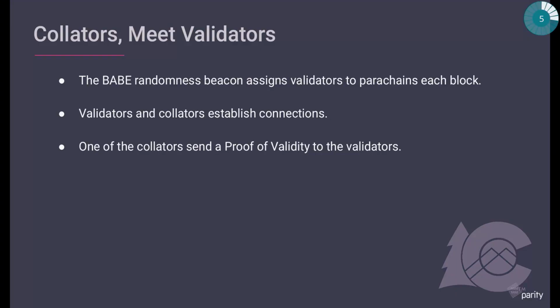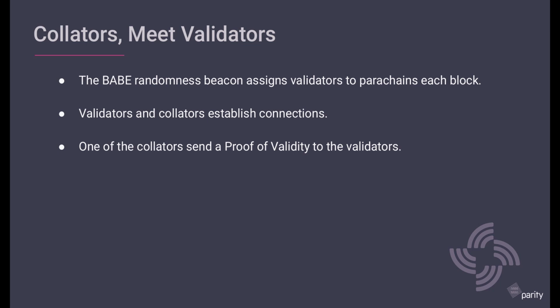We actually have to match these collators with validators, and we're going to do that randomly. We might have 1,000 validators in Polkadot and say 100 parachains. We're going to do this every single block, based on a VRF. We're going to randomly assign validators to parachains. With this amount, it would be about 10 validators per parachain. And then they need to find each other.